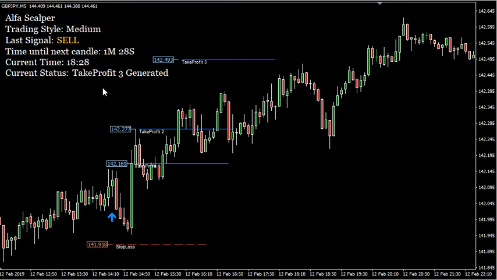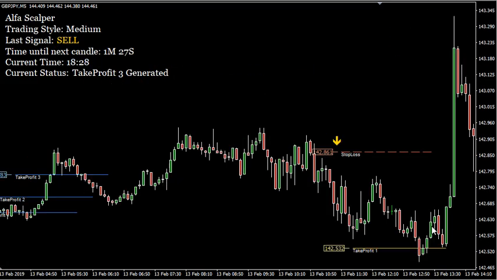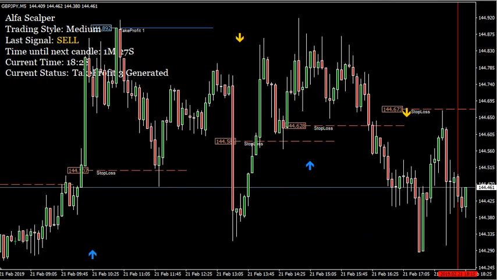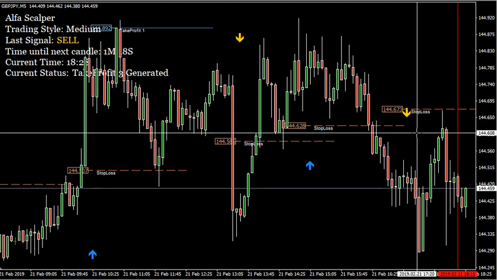There we go. That was pretty quick. Sorry for the scrolling here. So let's see what we have here. We just missed the stop loss on this trade on the pound yen.